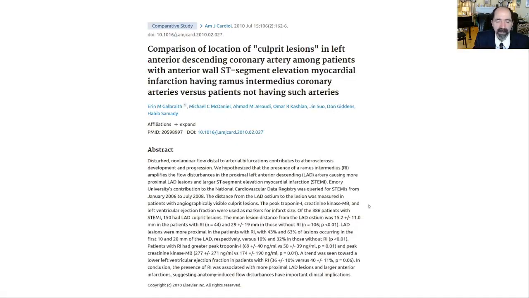Okay, so here's just a paper. Comparison of culprit lesions in left anterior descending coronary artery patients with anterior wall ST-segment elevation myocardial infarctions having a ramus branch or not. And here's the conclusion of the paper. Presence of a ramus intermedius was associated with more proximal left anterior descending coronary artery lesions and a larger anterior infarction, suggesting anatomy-induced flow disturbance with important clinical implications.